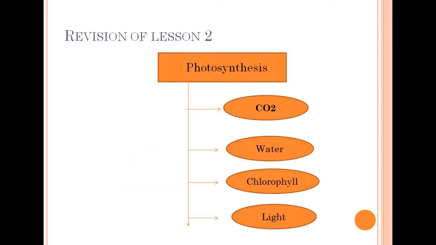If we talk about lesson 2, we studied the different conditions necessary for the process of photosynthesis. We studied 4 different conditions: carbon dioxide, water, chlorophyll, and light. The plants take in carbon dioxide through the structure called stomata, and water from the roots through the soil. Chlorophyll is present in the green leaves inside a specialized structure called chloroplast. And light, the green plants get from the ultimate source of energy, that is the sun.